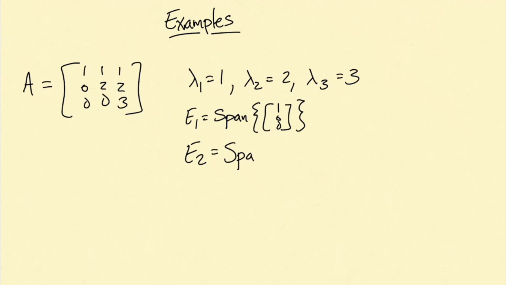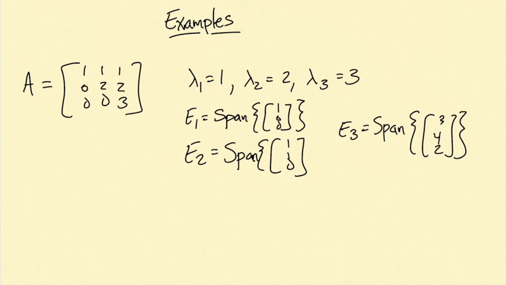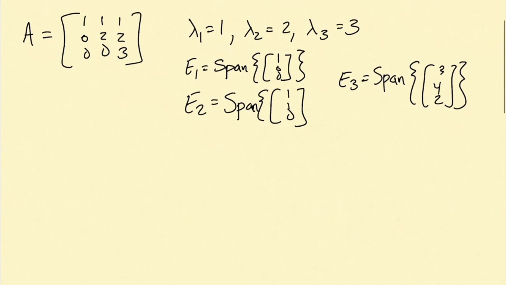E2 is the span of the vector 1, 1, 0. And E3 is the span of the vector 3, 4, 2. We know that these three vectors will form a basis for R3. So we can form the diagonalization of A using the matrix P, which has entries 1, 0, 0, 1, 1, 0, and 3, 4, 2.